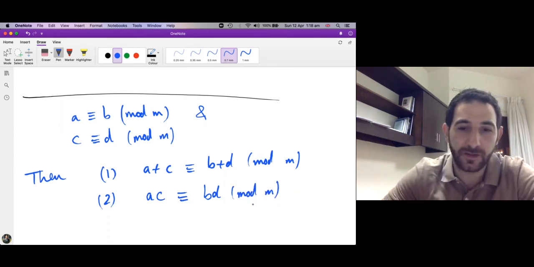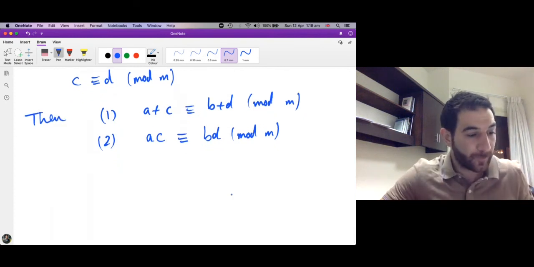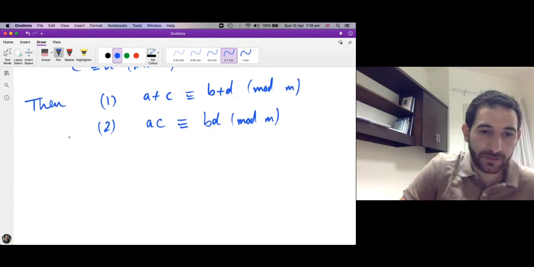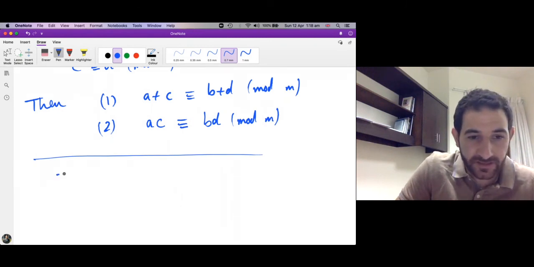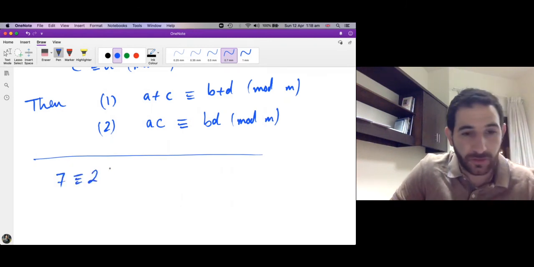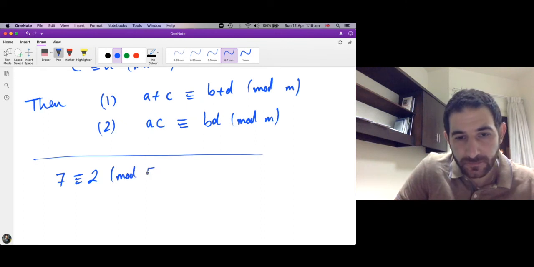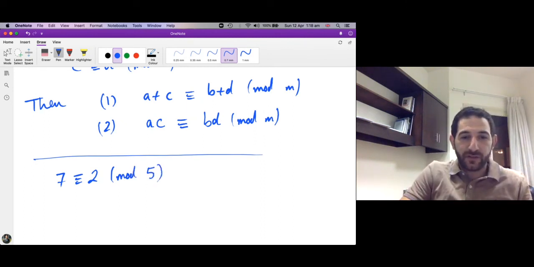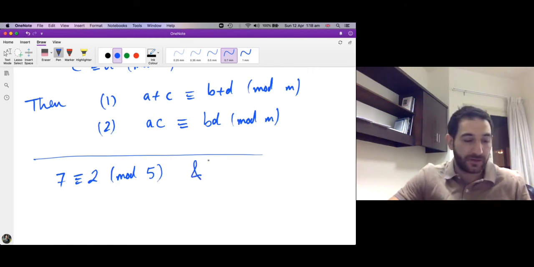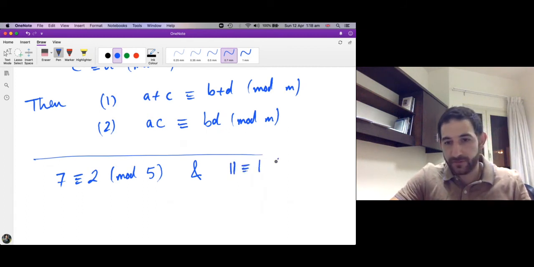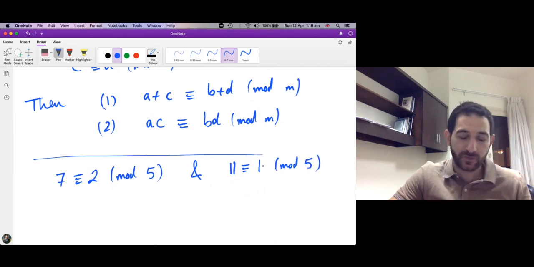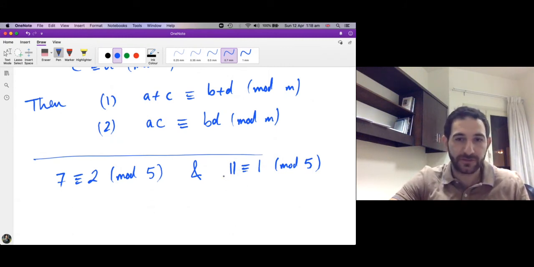Okay, let's have some examples on this. For example, check, is 7 congruent to 2 modulo 5? Which means, does 5 divide the difference? 7 minus 2 is 5, and 5 divides 5. Okay, so this is a true statement. Now look at this. 11 is congruent to 1 mod 5. Is this a true statement? Yes, because 5 divides the difference. 11 minus 1 is 10, and 5 divides 10, because 10 is equal to 2 times 5.